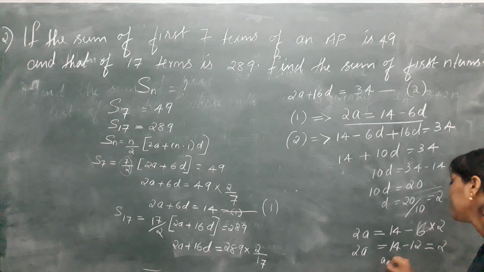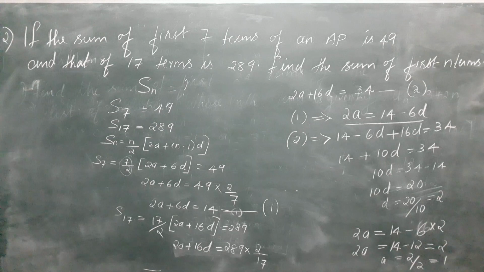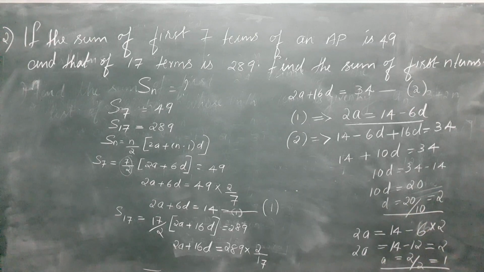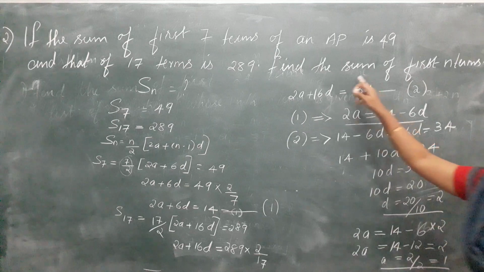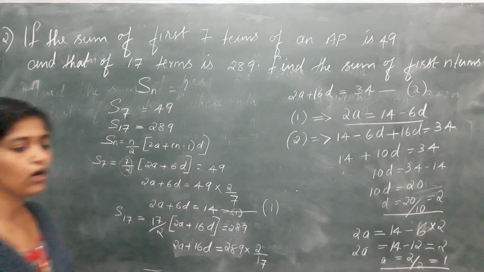So we will get 2a is equal to 14 minus 12, that is equal to 2. So we will get a is equal to 2 by 2, that's equal to 1. Value of a is equal to 1. We got the value of d is equal to 2. We got the value of a is equal to 1. Now we are going to put these in the formula for Sn to get the value of Sn.